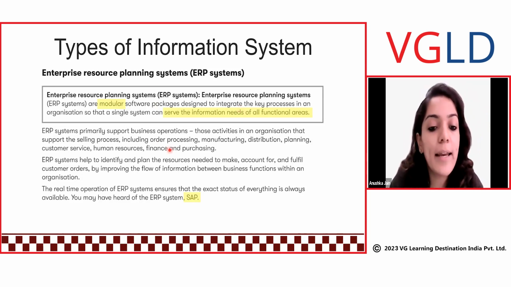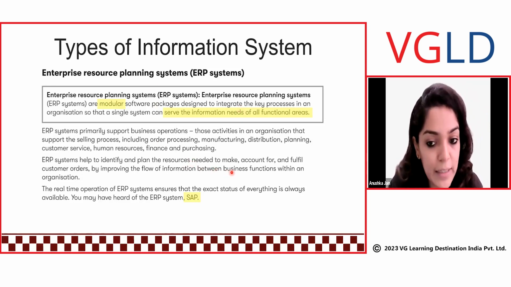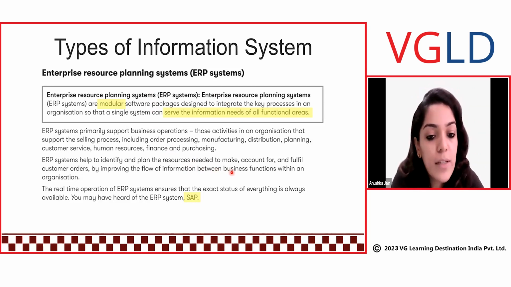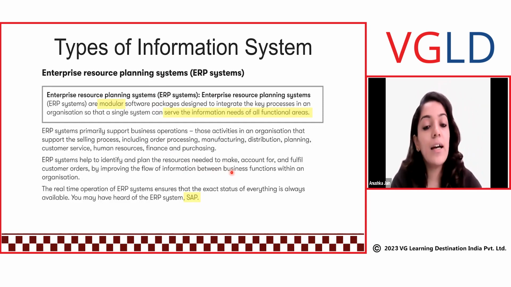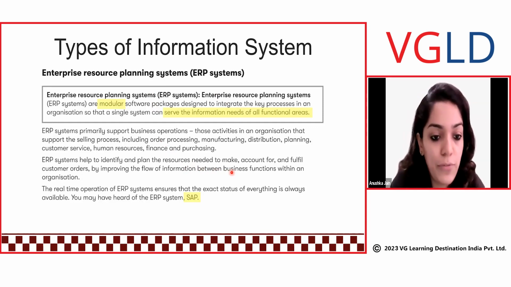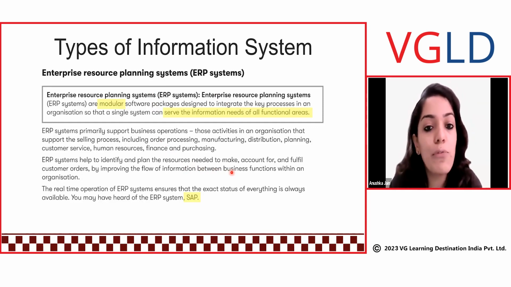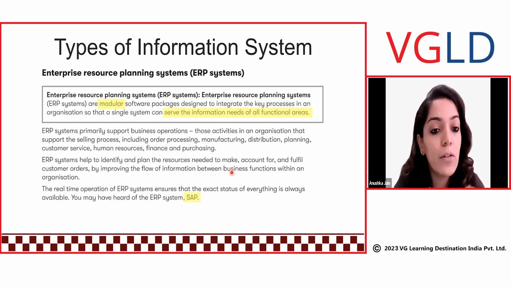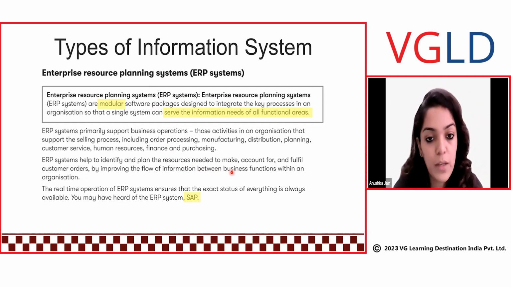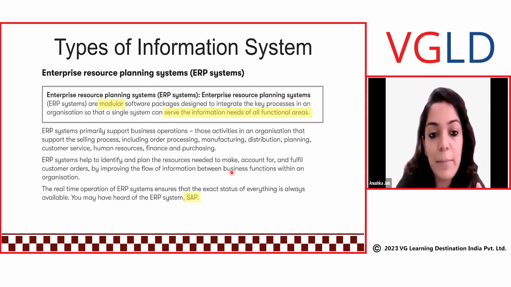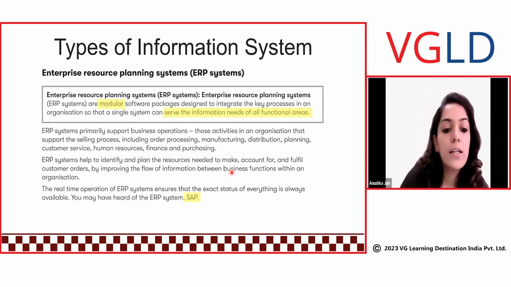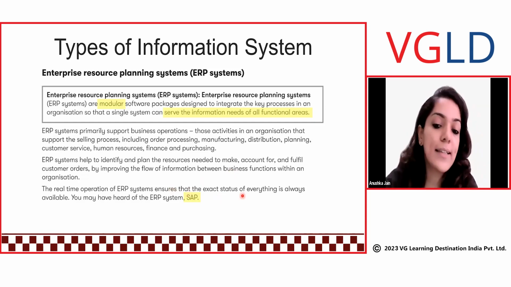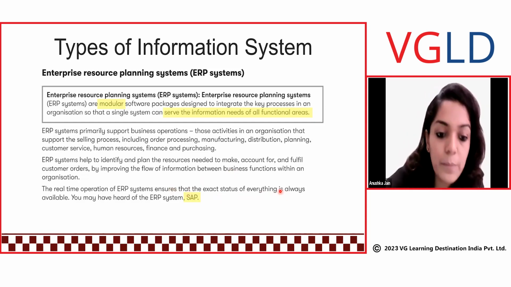ERP systems help to identify and plan the resources needed to make, account for, and fulfill customer orders by improving the flow of information between business functions within an organization. See, I will not attribute ERP to any one layer of Anthony's hierarchy because it will be useful for all the layers. It's just that the way it is going to report the information will change. ERP systems are developed in a manner that they integrate the information and the reporting requirement can be modified by the users. So the real-time operation of an ERP system ensures that the exact status of everything is always available. You may have heard of the ERP system, SAP.